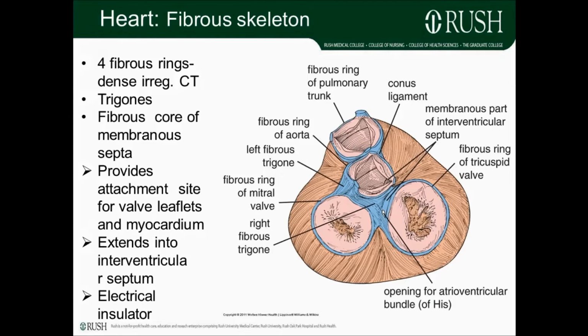The fibrous skeleton is comprised of 4 fibrous rings that are made of dense irregular connective tissue. They meet at areas called trigones, which you can see in the diagram to the right. There's a fibrous core of membranous septa between each one of these dense rings. The fibrous skeleton has several functions. First, it provides an attachment site for the leaflets and myocardium. Second, it extends into the interventricular septum. And third, it provides electrical insulation.